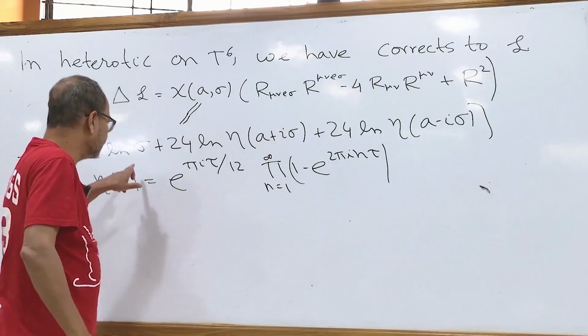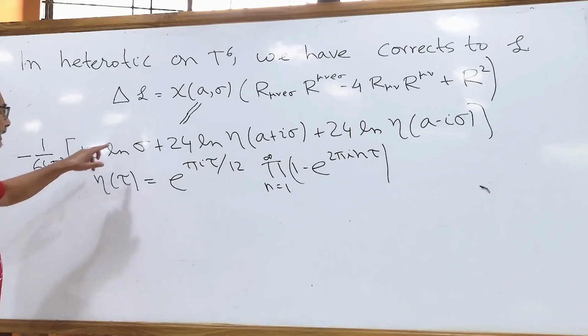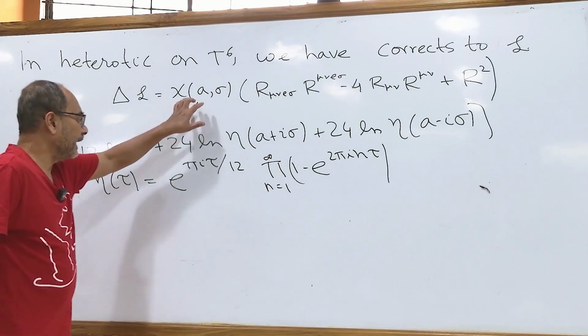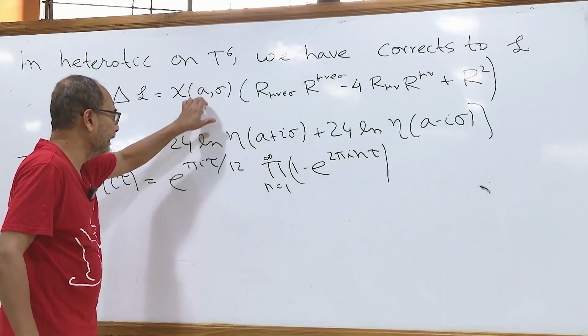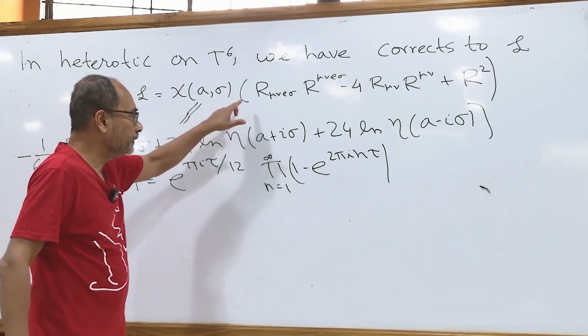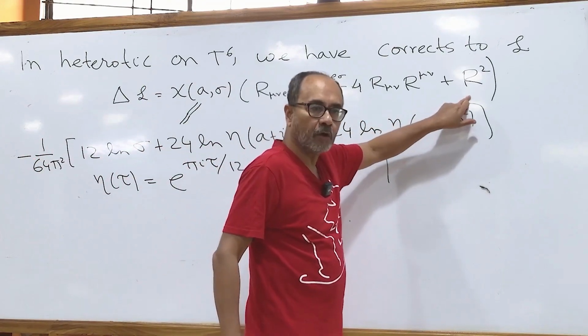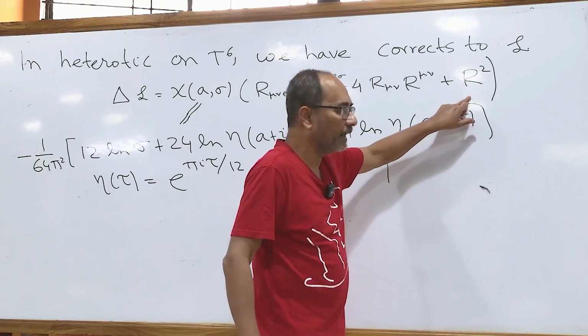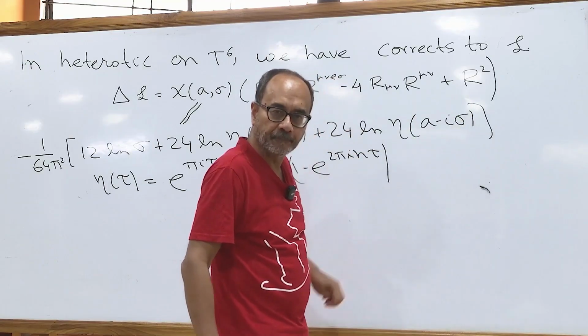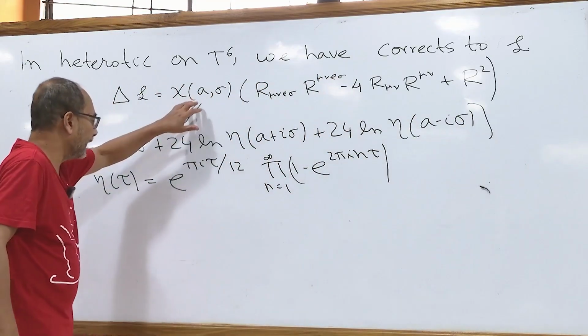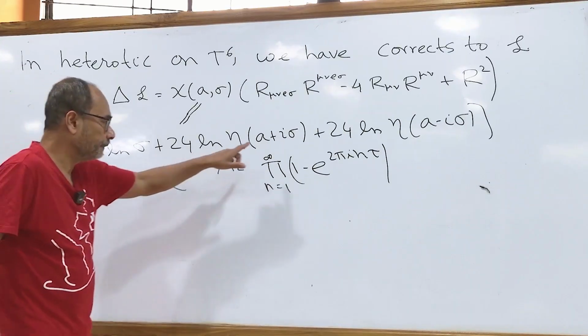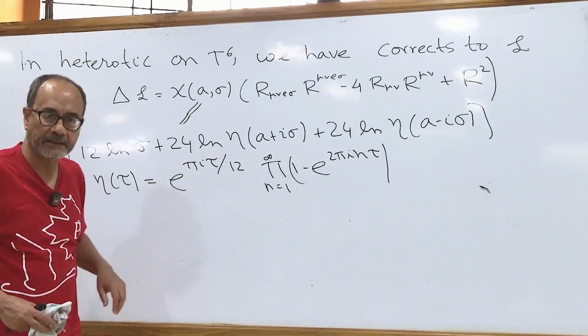And the correction to the Lagrangian that you have has this complicated function of this pair of variables A and sigma multiplied by a particular combination of Riemann tensor, Ricci tensor and R, which is called the Gauss-Bonnet density. And this function chi is given here. It's given in terms of eta.